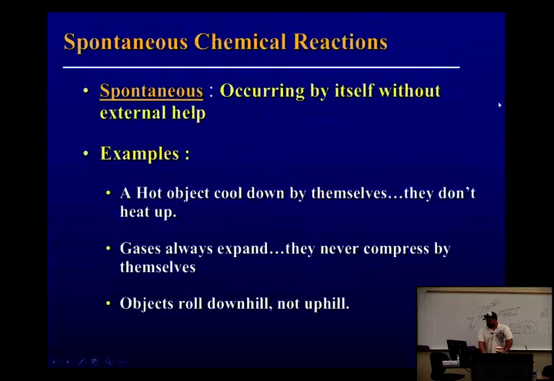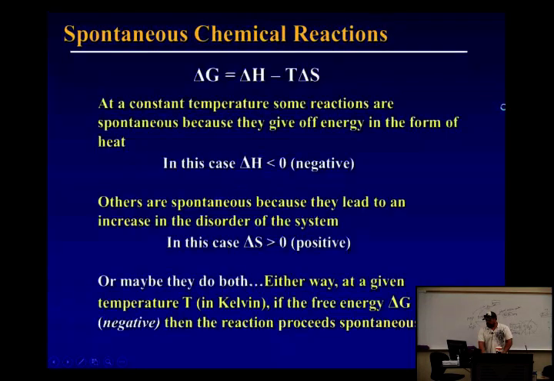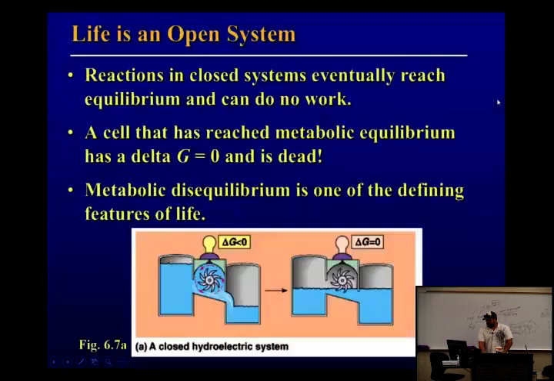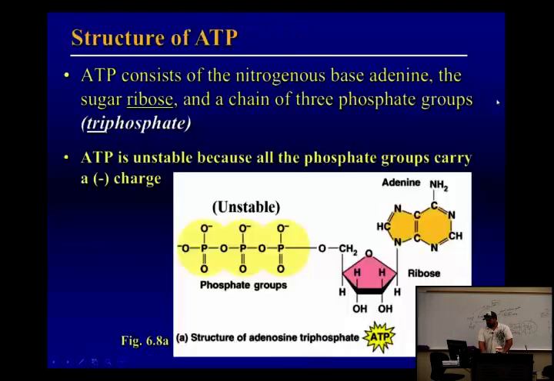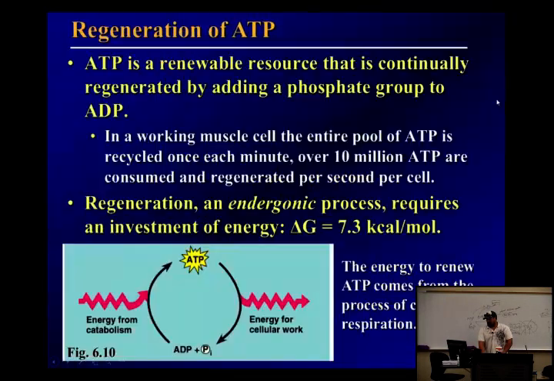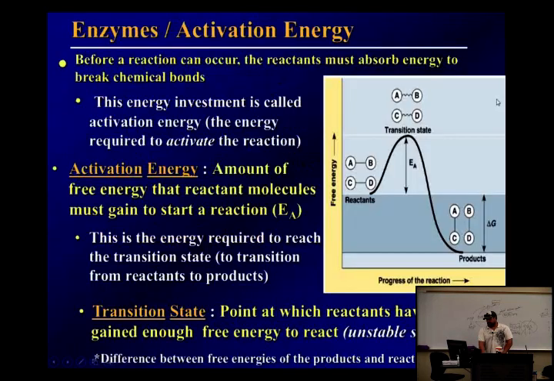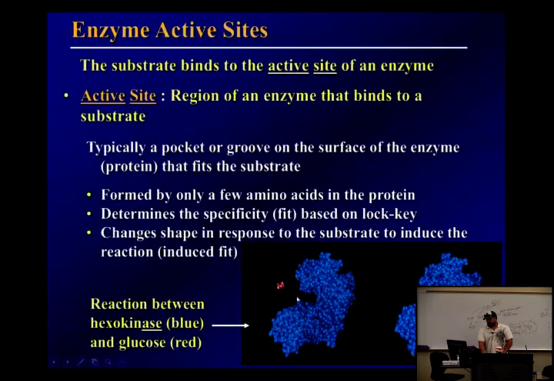Alright, so let's jump forward. So this blue molecule right here is hexokinase, and it adds a phosphate. Here's what it reacts with. What do we call this? Right, it's called glucose, but what is its term when it's reacting? It's a substrate. Good.